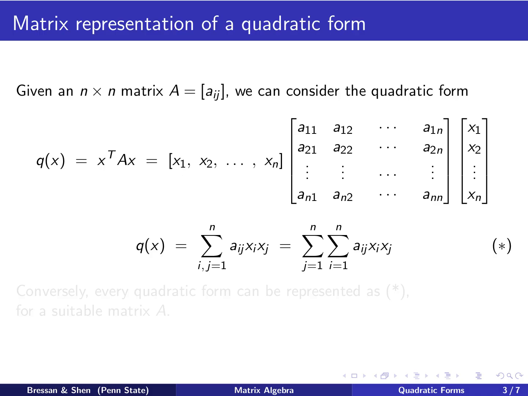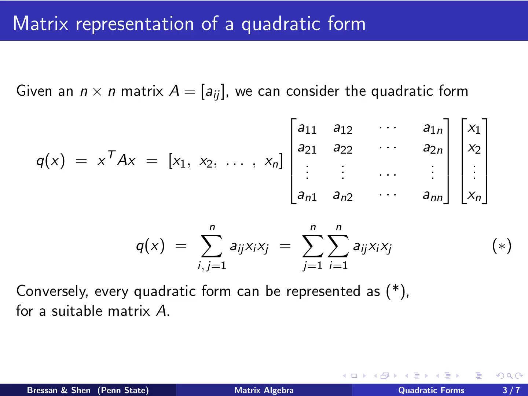Okay, so we see that a computation like this, x transpose times A times x, gives us a quadratic form. Conversely, every quadratic form can also be represented as this matrix product with vectors for some suitable matrix A.